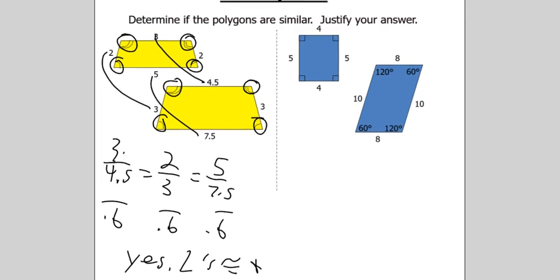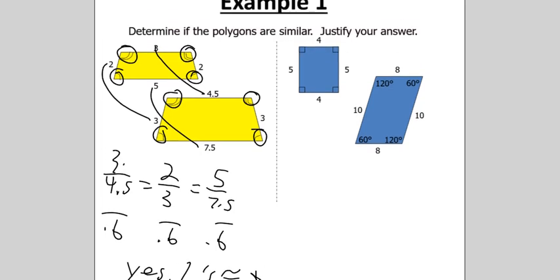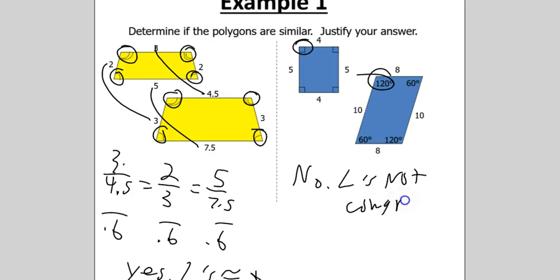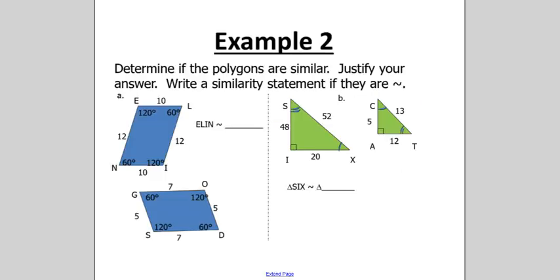Okay? Let's check this one. Right off the bat, no. Angles not congruent. We're done. Even though 4 times 2 is 8 and 5 times 2 is 10, the sides are proportional. It has to be both equal angles and proportional sides.